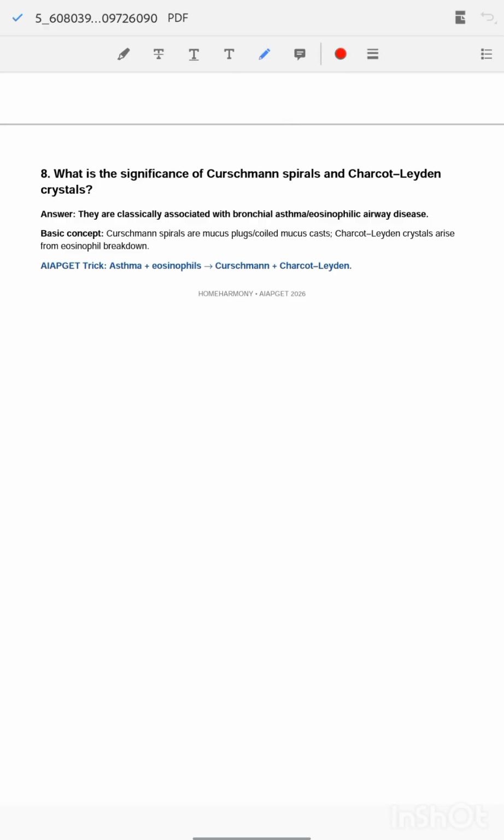What is the significance of Curschmann spirals and Charcot-Leyden crystals? हमने पढ़ा है ये अस्थमा में मिलते हैं, अस्थमा में हमें 3C मिलते हैं, तो उसी में से 2C हो गए, Curschmann and Charcot-Leyden.